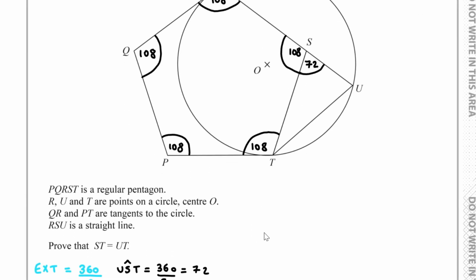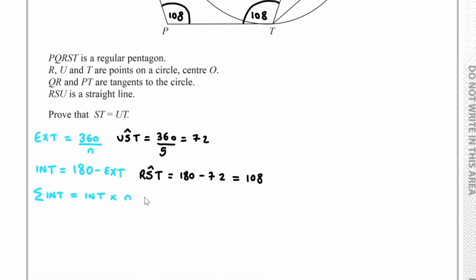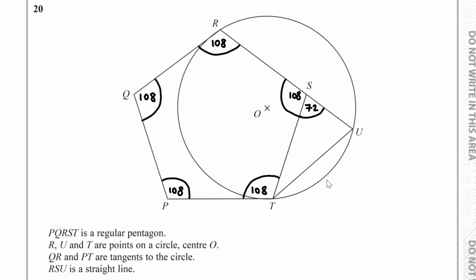So, having said that, we know that the sum of the interior angles is equal to one interior angle, which is 108, times 5, which is 540. Okay? So, having said that, what we can now do is find out the angle over here.